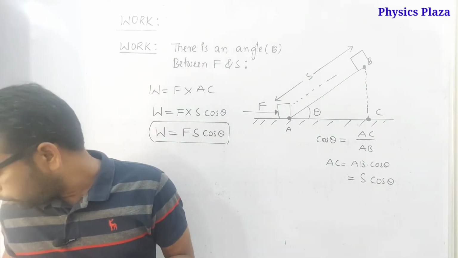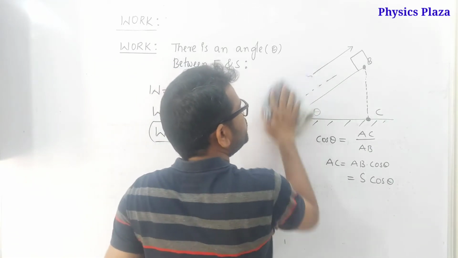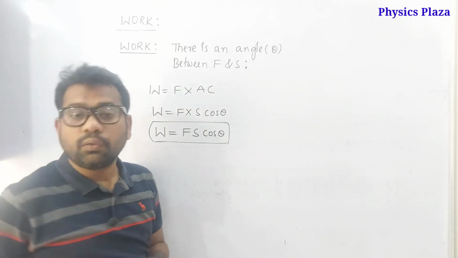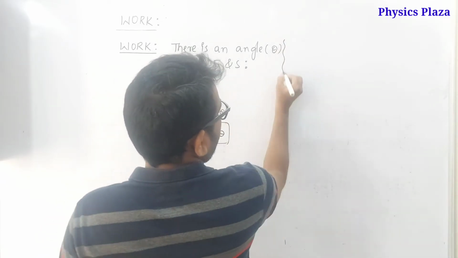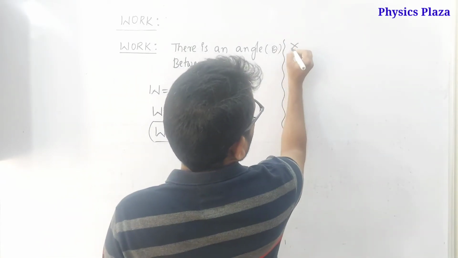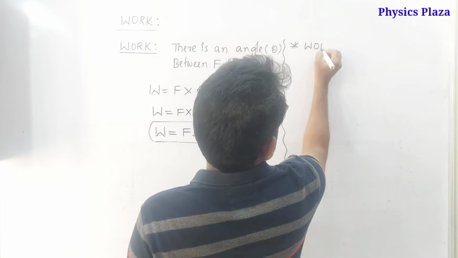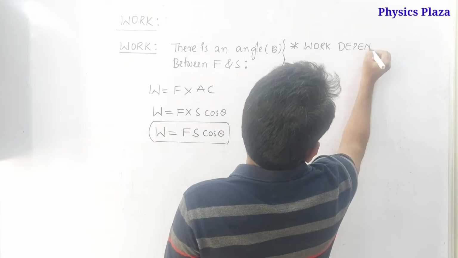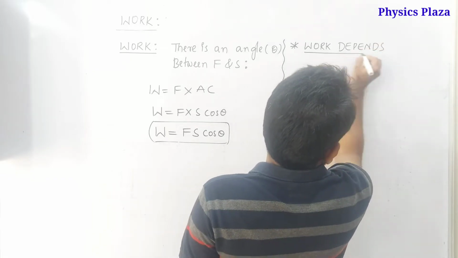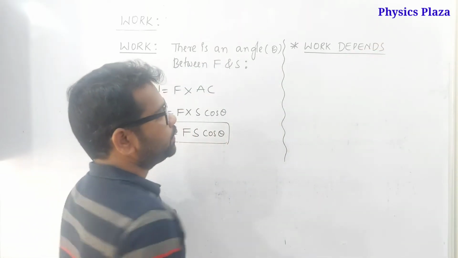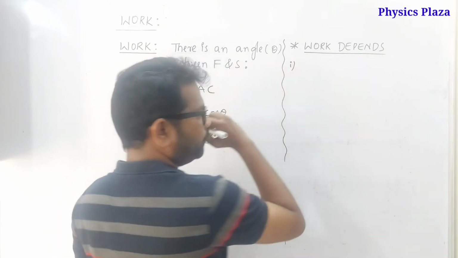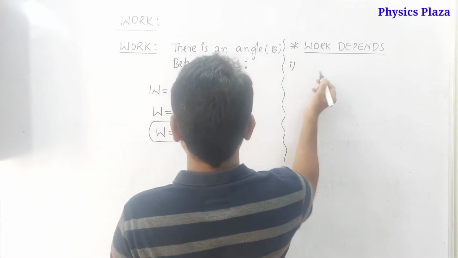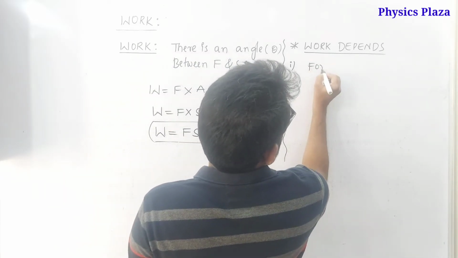Clear? Fine. Now we see the factors on which work depends. Children, from an examination point of view, these are very important. Work depends on mainly three factors, children. First one, look at here, it's very important. The first one is force. Work depends on force.